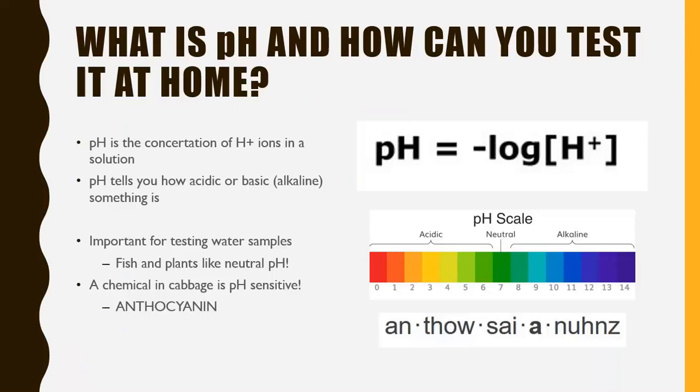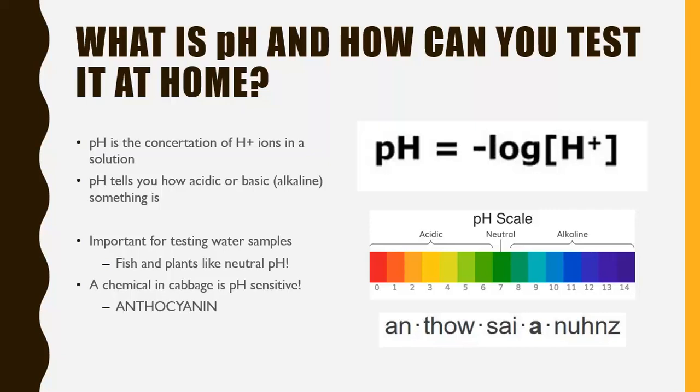So what is pH and how can you test it at home? pH is the concentration of positively charged hydrogen ions in a solution. That means how many hydrogen ions are floating around in a solution per volume. Well, this is normally a very small number, so to get a better representation of this value, we use the pH calculation. It is equal to the negative log of the concentration of hydrogen ions.